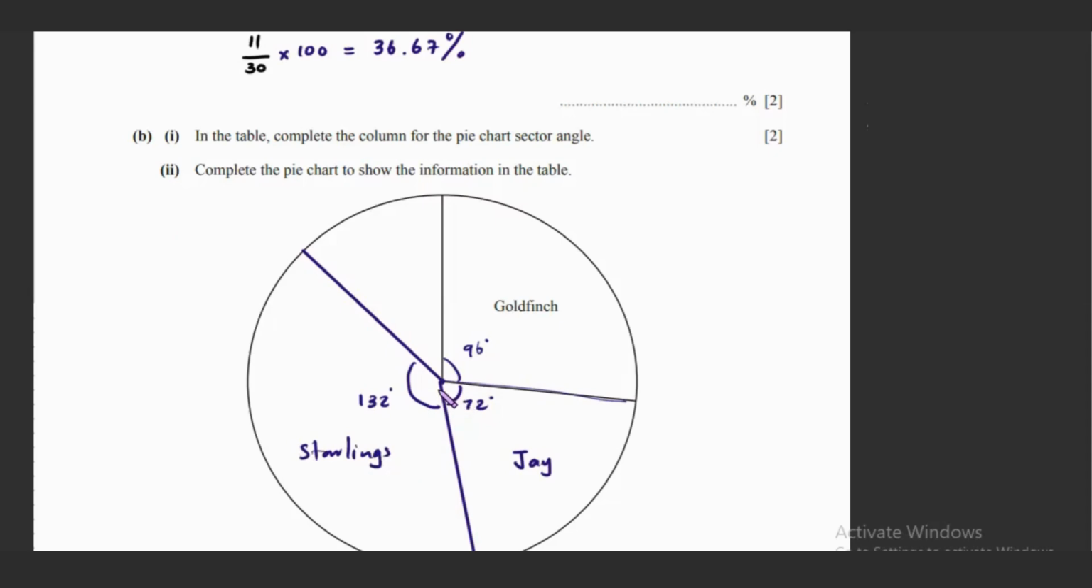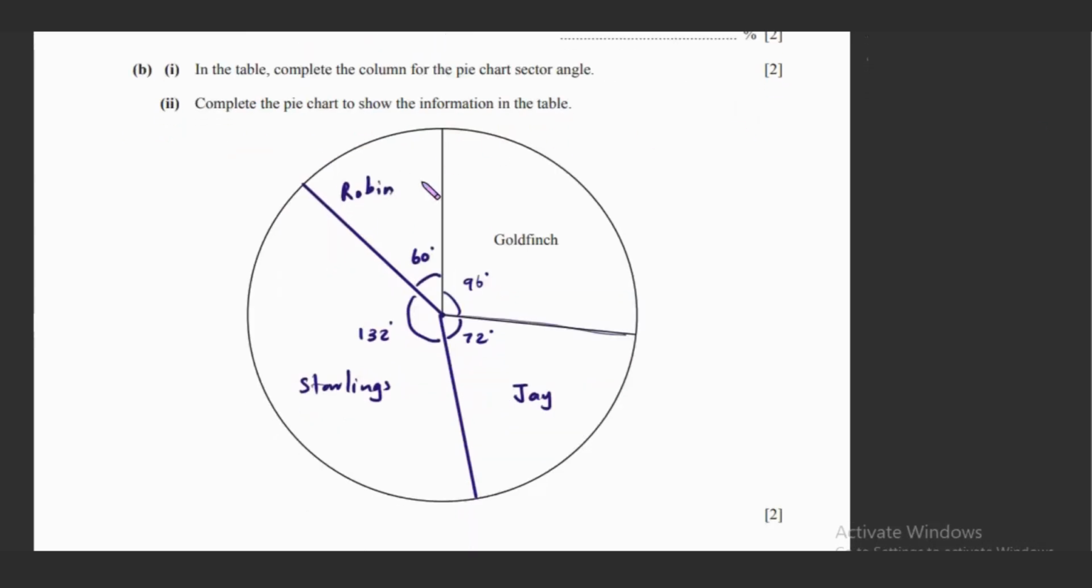And then the next one is for robin. The remaining amount will anyway be 60 degrees, whether you measure it using the protractor or not. This is for robin. So this is how we complete the pie chart, but please make sure you use a protractor to measure each of these angles and then draw it.